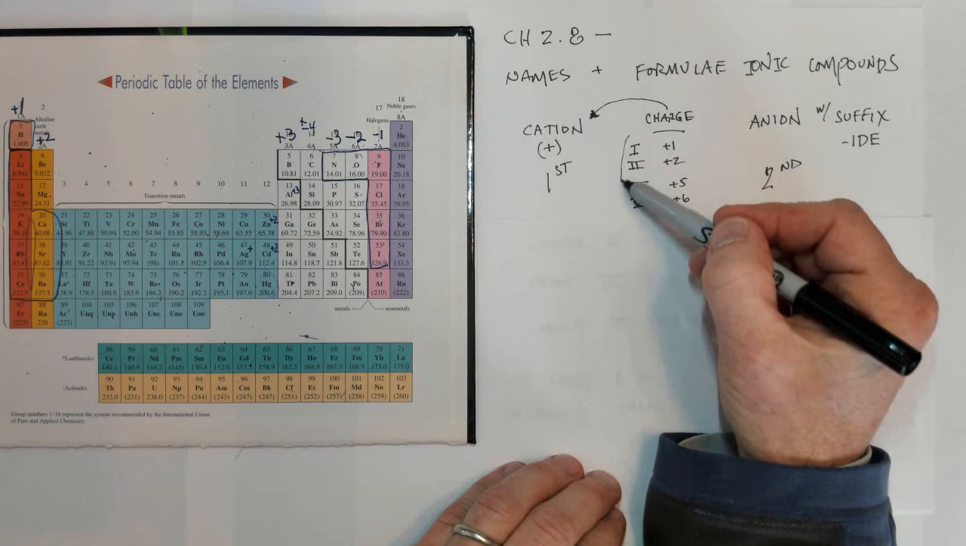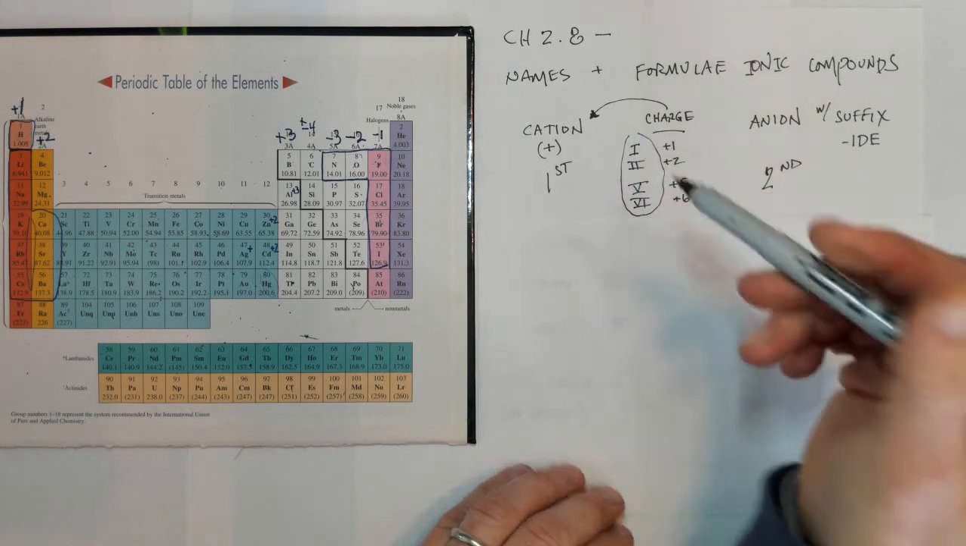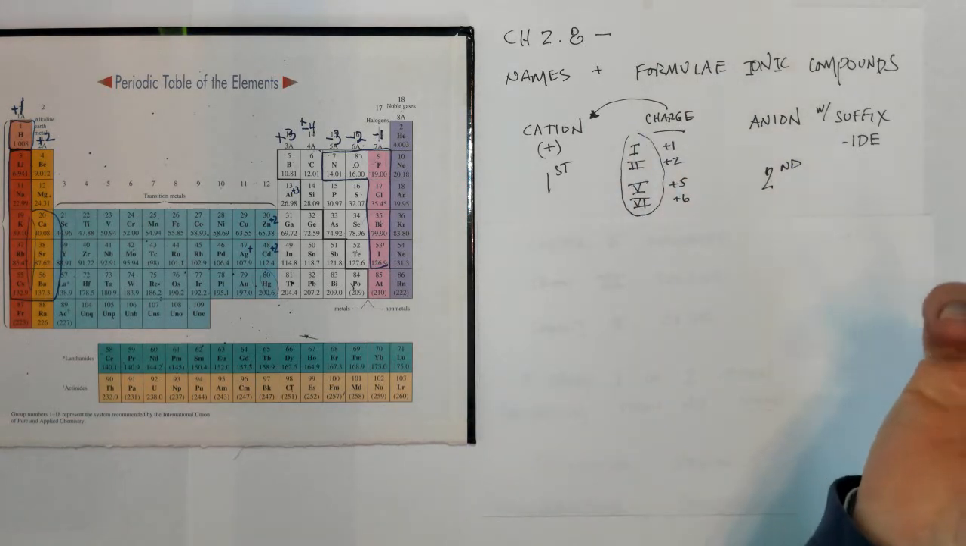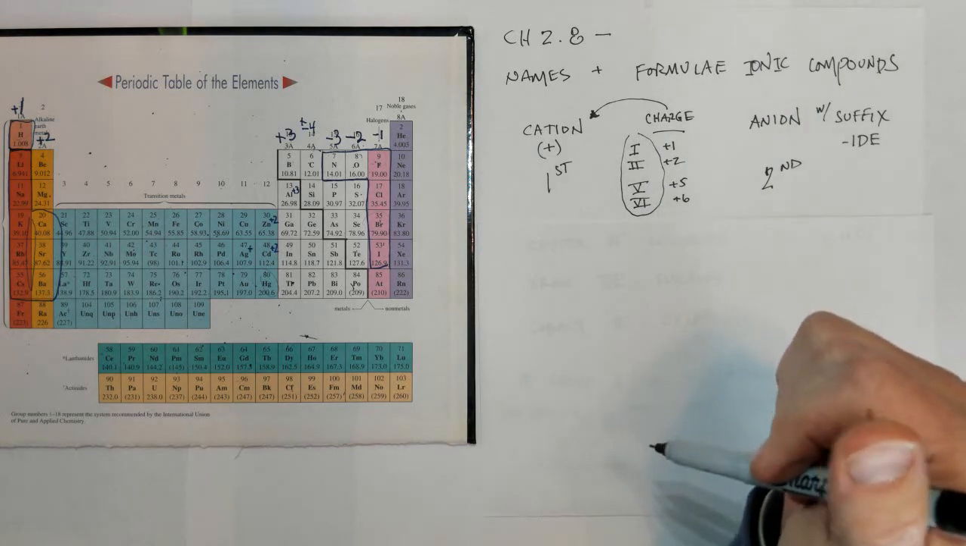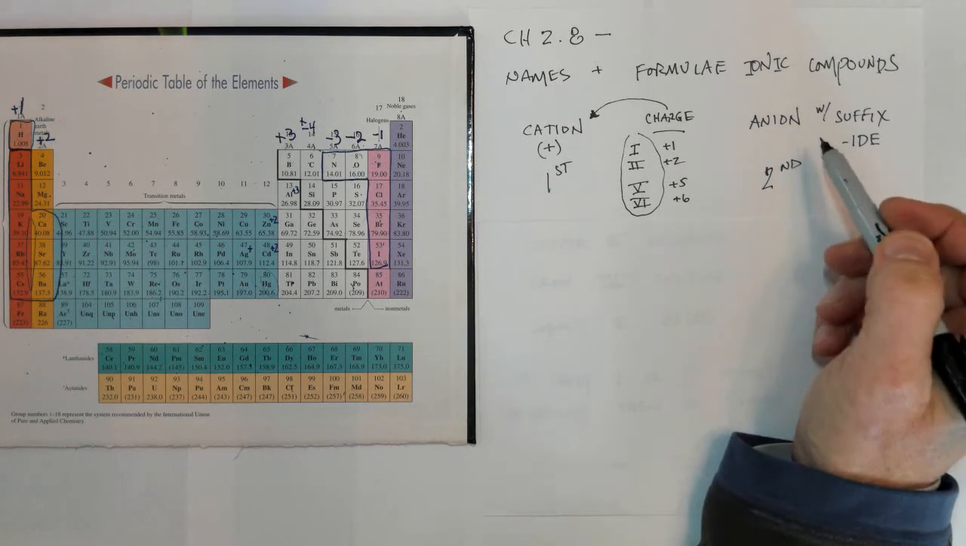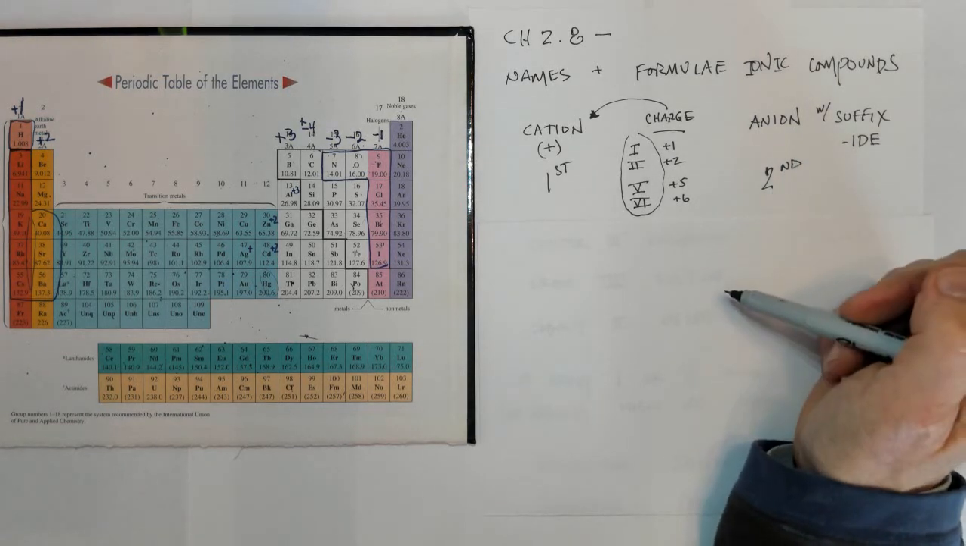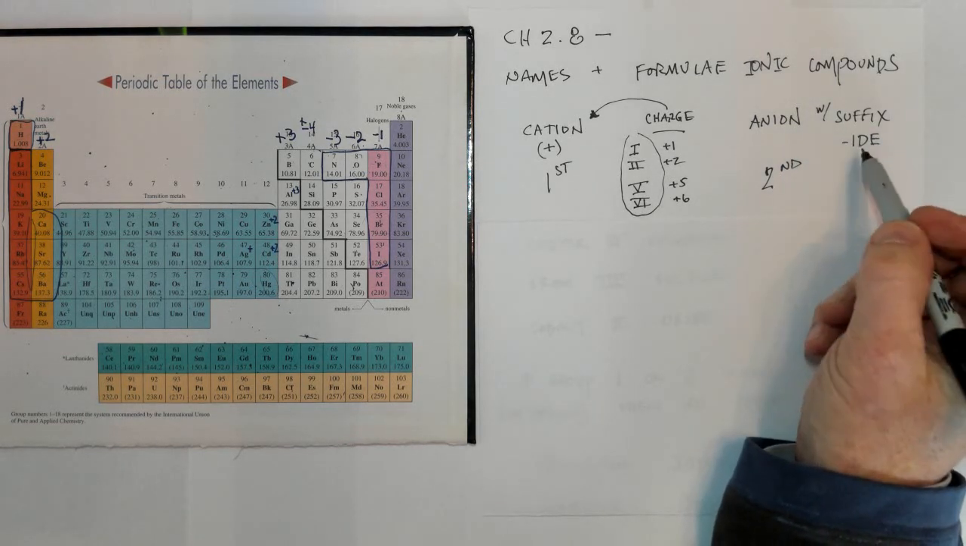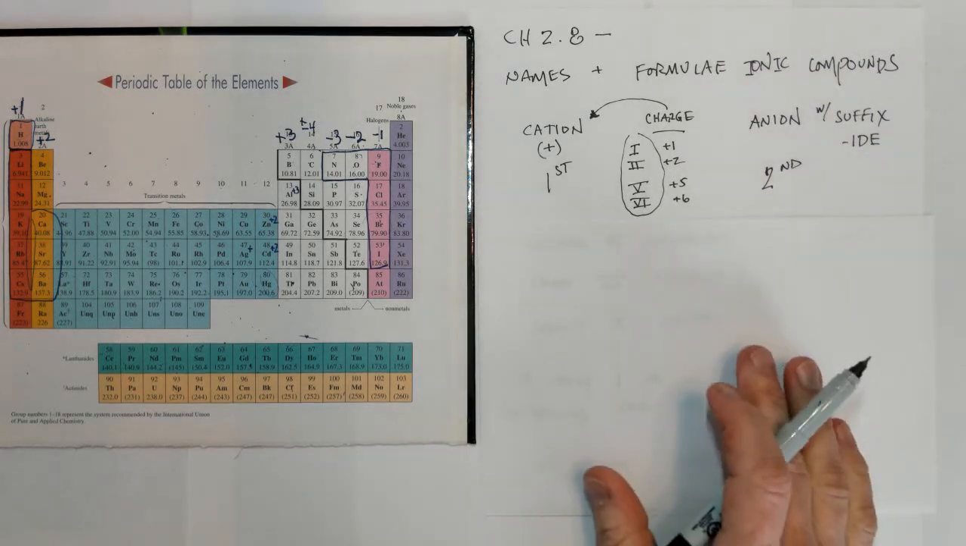The Roman numerals only occur in the name. When you have the formula, it identifies the charge by how it connects with the anion, which is the last thing listed, or the second thing listed. And the anion always has the suffix -ide connected to it.